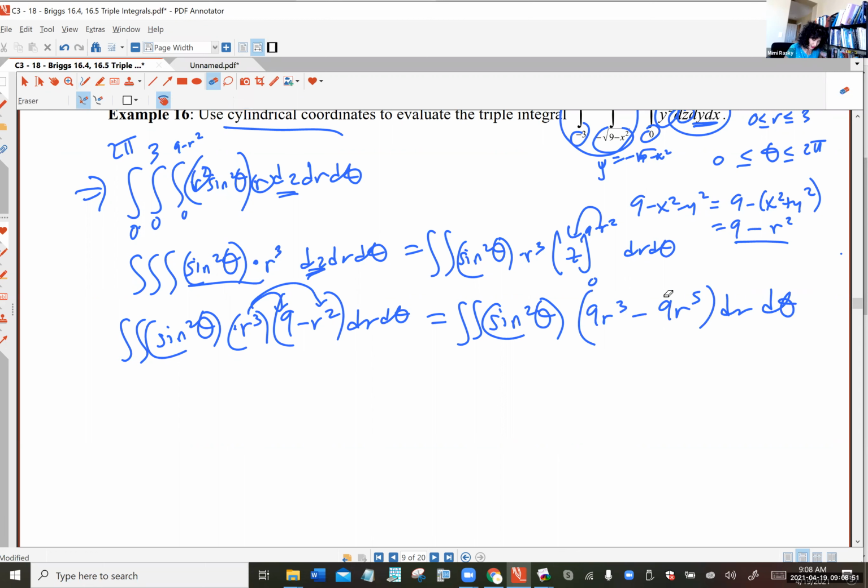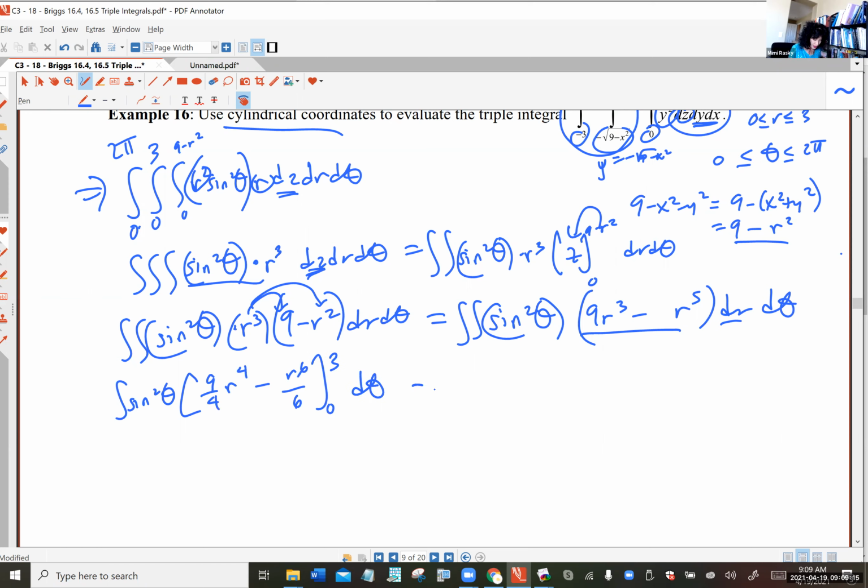Oops, I had too many 9s there. That should be just 9r cubed minus r to the 5th, sorry. And then this is really easy to integrate with respect to r. That's just a polynomial, and the sine squared theta is just a multiple. So it looks like I'll get an antiderivative 9/4 r to the 4th minus r to the 6th power over 6, and you're going to evaluate that between 0 and 3.